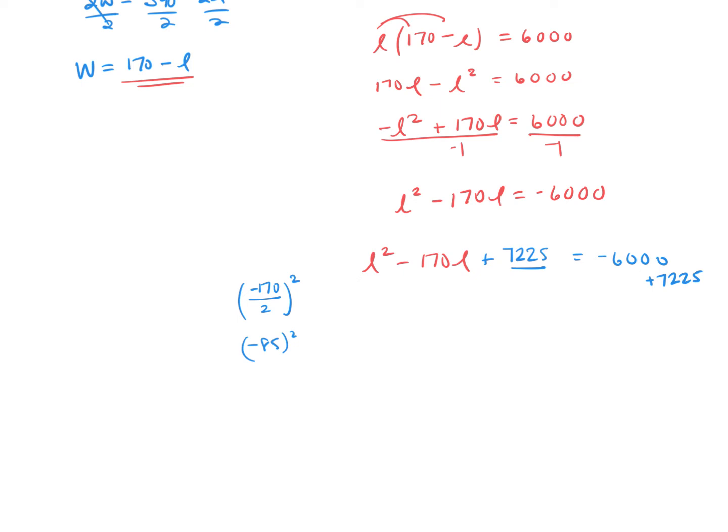The other thing you may have been noticing is when we do our b over 2 and then we square it, whatever that b over 2 value was is always what we're looking for to put right into our factored form of this, x minus 85 squared. So negative 85 times negative 85 is 7,225. Negative 85 plus negative 85 is a negative 170. Okay, so that is equal to, when we combine these terms over here, we get 1,225.